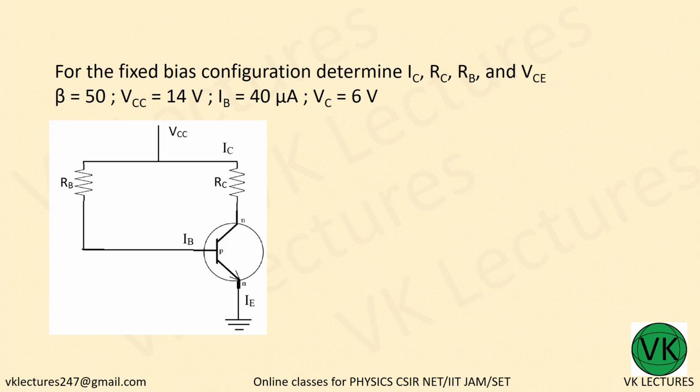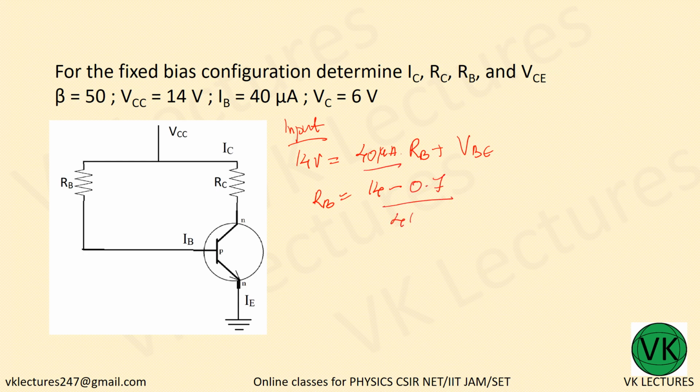So first of all, to the input side, input VCC. What is VCC? 14 volt is equal to IB. IB is given 40 microampere into RB, which is not given, plus VBE. VBE we can write 0.7. Okay. Now what do you want? RB. RB is equal to 14 minus VBE, 0.7, divided by 40 microampere.